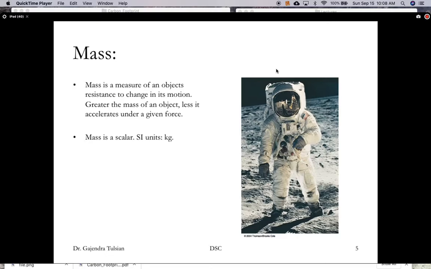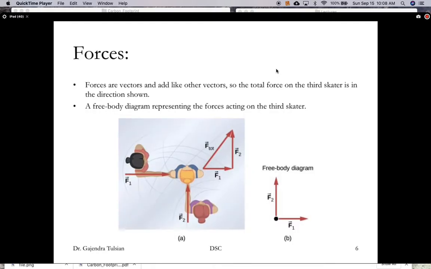The mass of an object is a measure of the resistance to change in its motion, and it tells you how much stuff there is in an object. Now, the reason we have this picture is that the weight of this person might change depending on whether he's on Earth or on the moon, but his mass is the same. Mass is a scalar quantity, and the SI unit for mass is the kilogram.